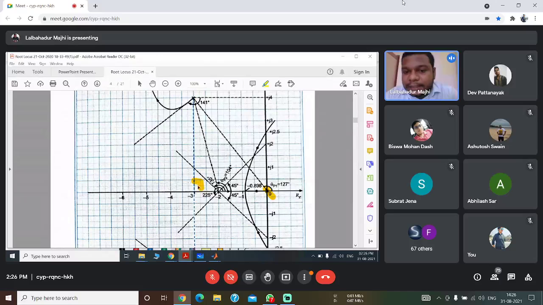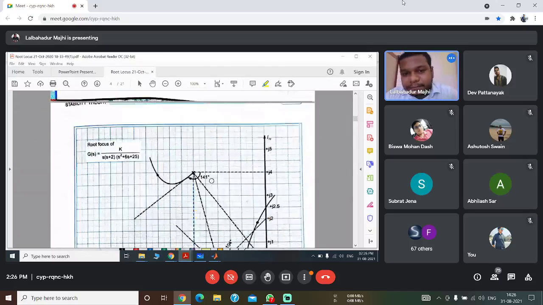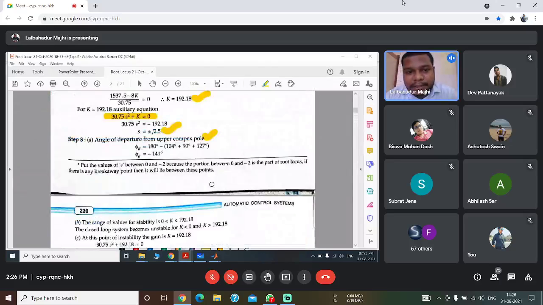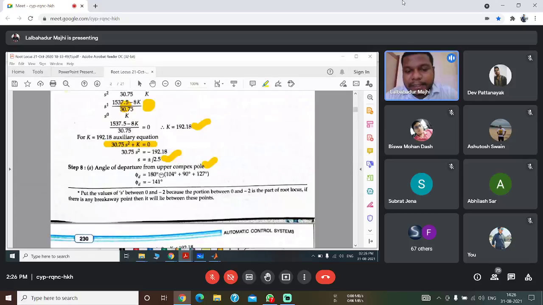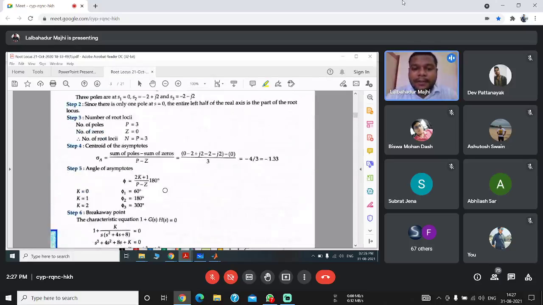So we have three angles: 90, 104, and 127. The angle of departure is given by 180 degrees minus 104, 90, and 127. So we are getting minus 141 degrees. So this is the angle of departure from the upper complex pole.